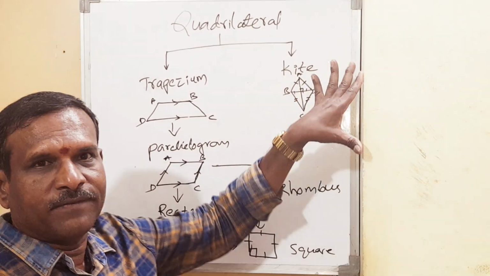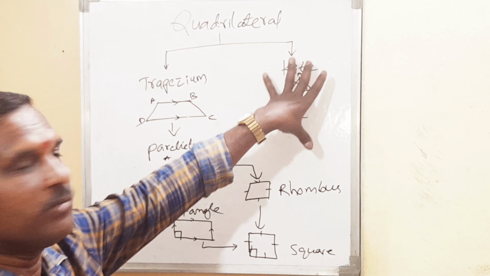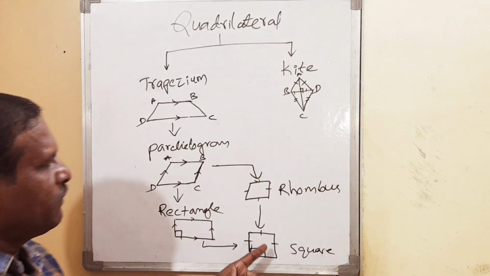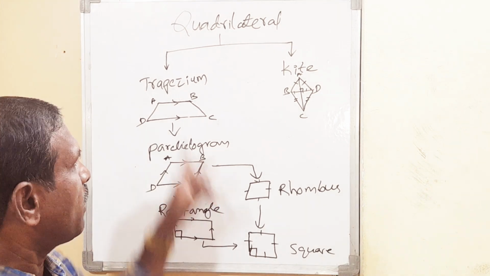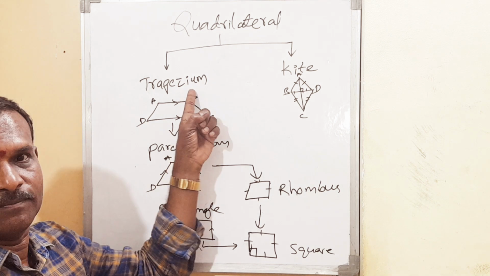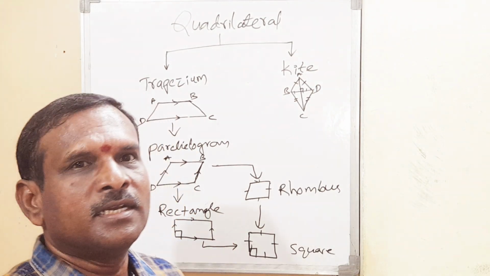kite. Kite is a separate one because no properties of kite are related to this. That's why I kept it separately. Now, if you see this flow chart, if you take square, square has all the properties of the above ones. Because, see, we can say square is a trapezium. Because trapezium means what? If one pair of opposite sides is parallel, that's a trapezium.